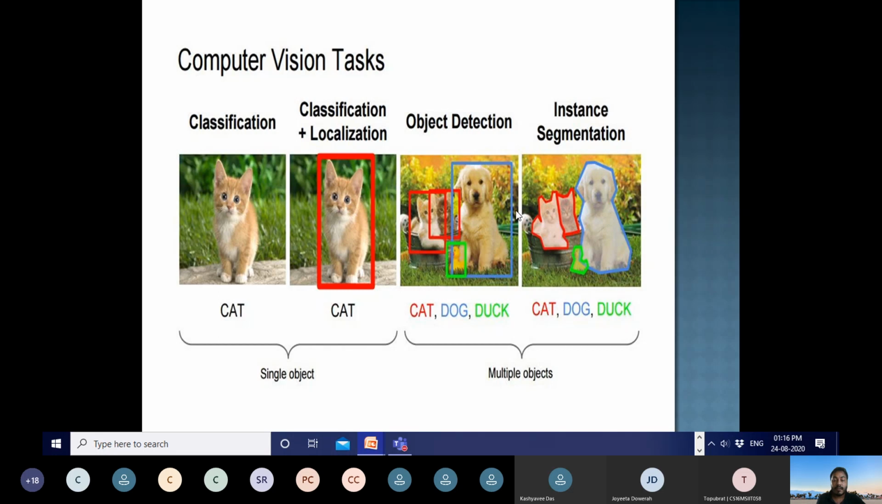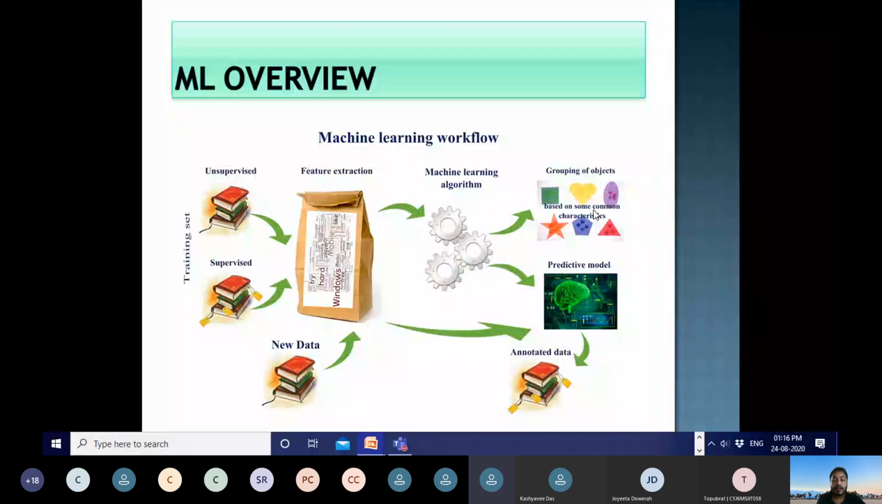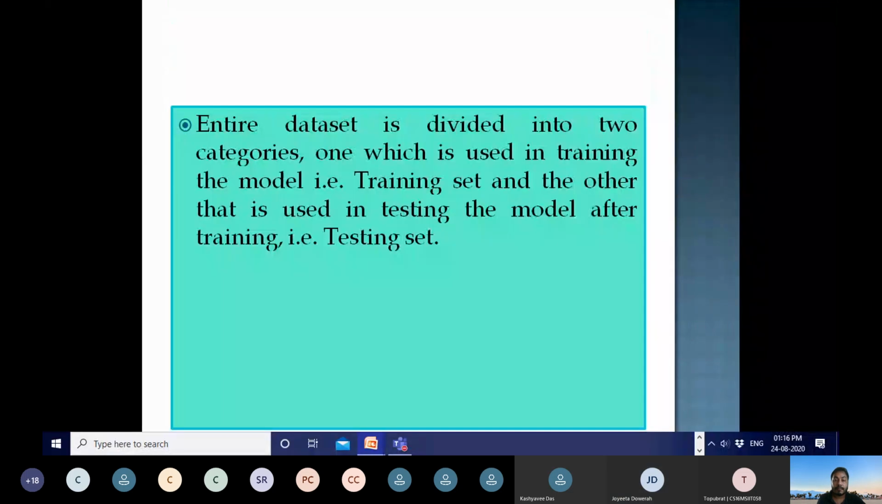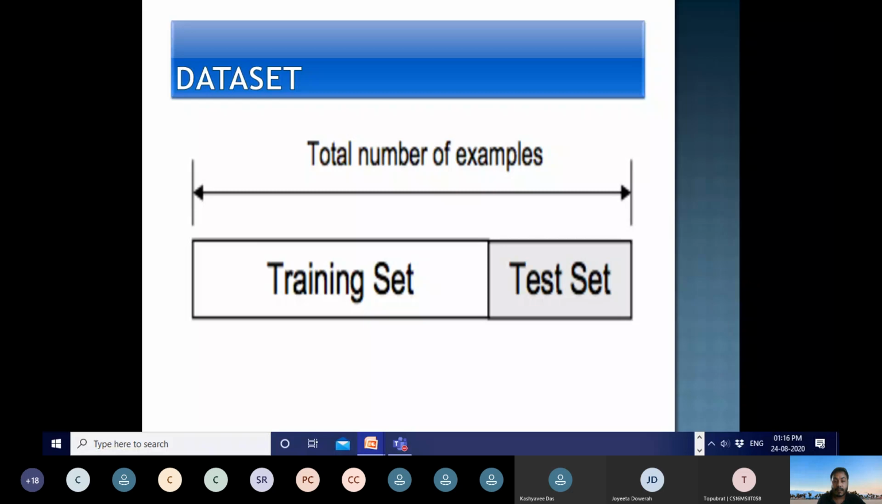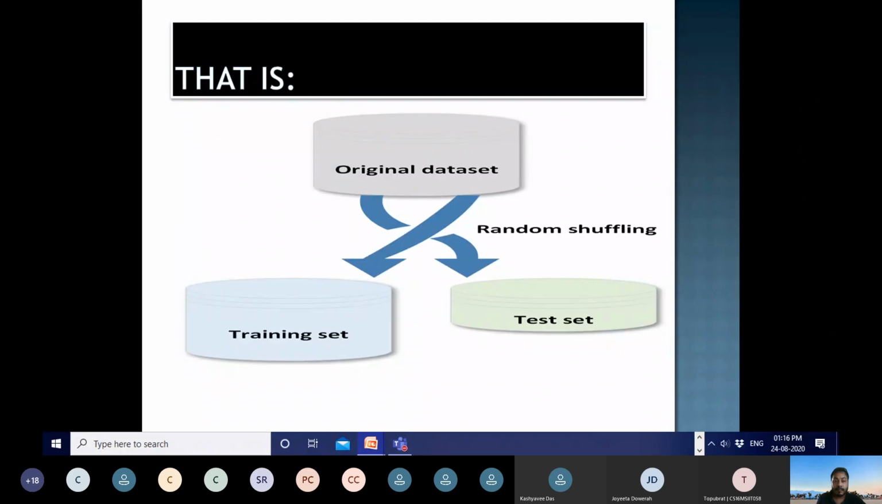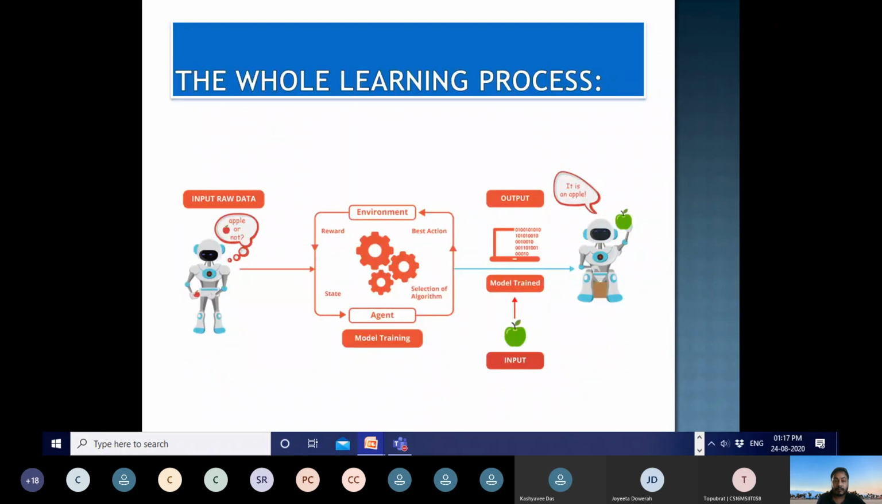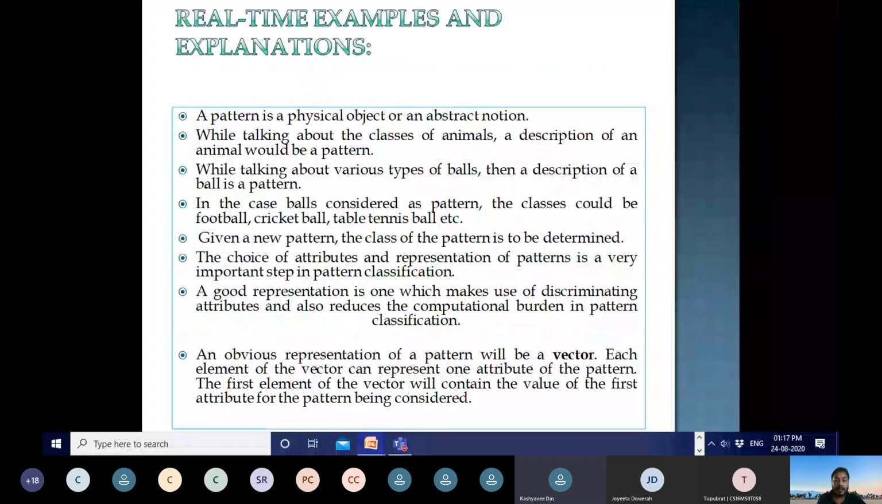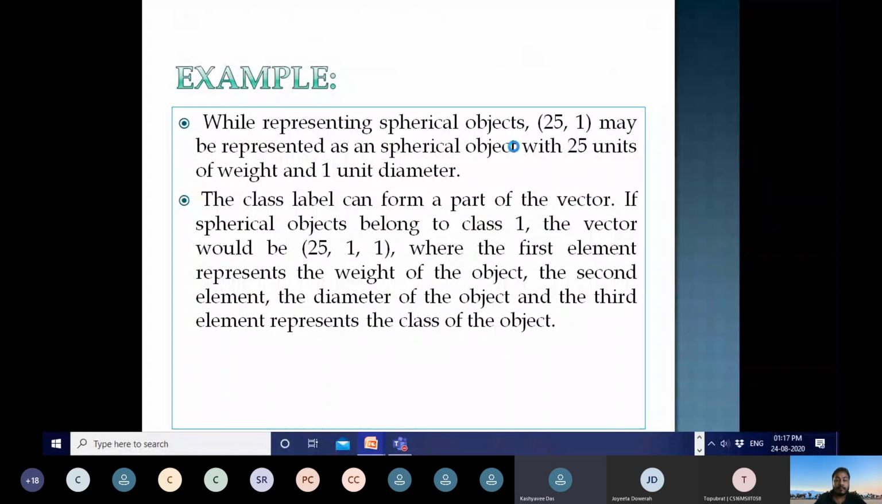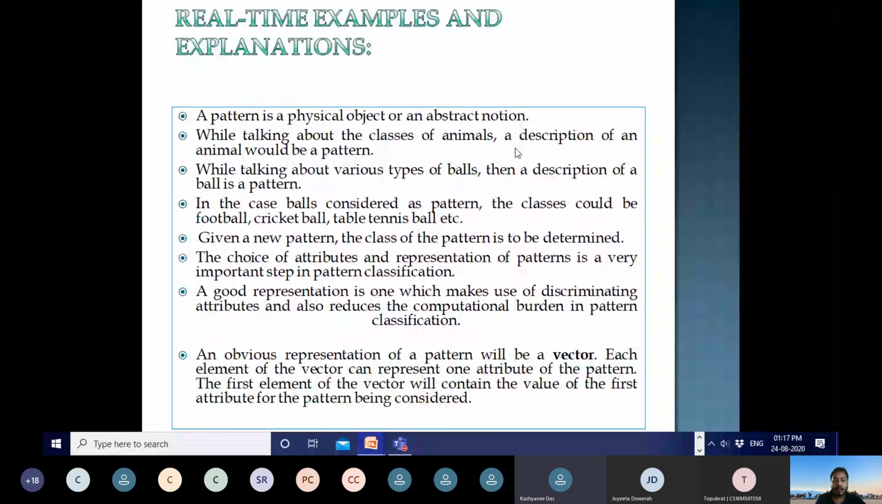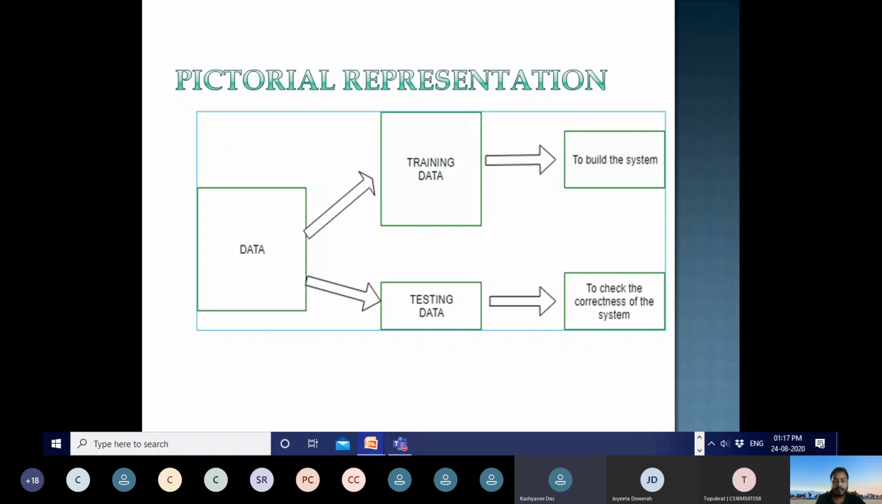So now, frankly tell me, have you got the meaning of training and testing in the pattern recognition process? Yes, sir. Yes, sir. Okay. Sir? Yeah. Sir, please, what is a predictive model?